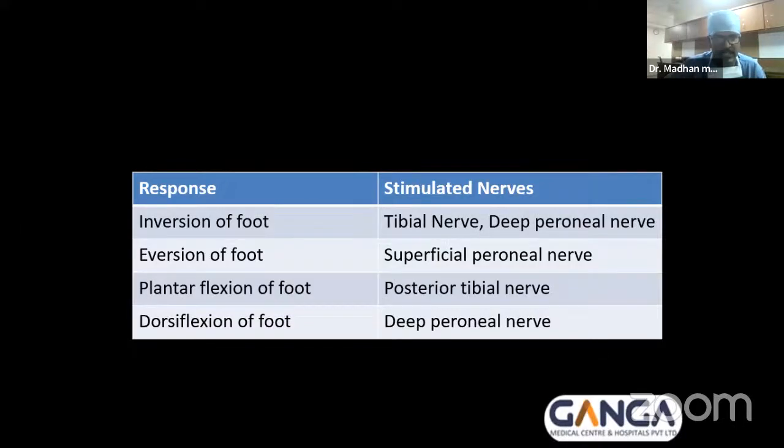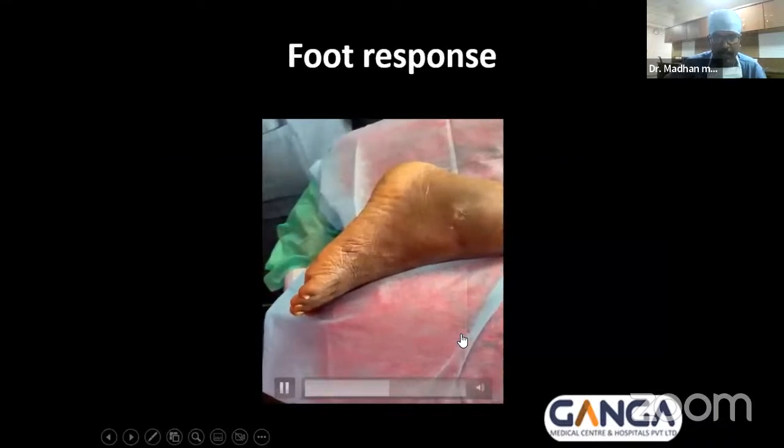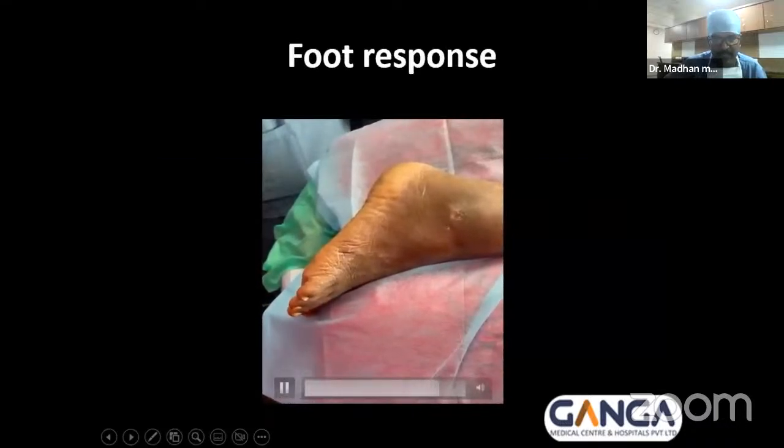As you can see here, inversion of the foot is by the tibial nerve and the deep peroneal nerve. Eversion of the foot is by the superficial peroneal nerve, plantar flexion of the foot you get after stimulating the posterior tibial nerve, and dorsiflexion of the foot by the deep peroneal nerve. This is the foot response you can see here. This is a plantar flexion.